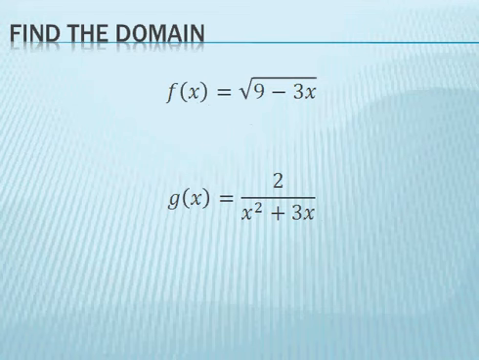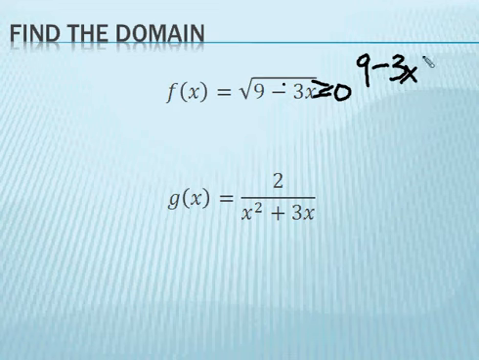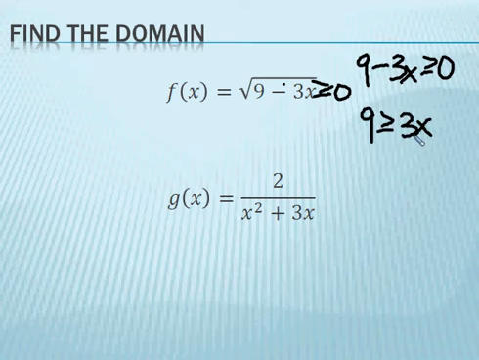I have two a little bit more simple domain problems. In this case, I have f of x equaling the square root of 9 minus 3x. Again, it's under the square root, so I know that what is underneath must be greater than or equal to 0. And so I have 9 minus 3x is greater than or equal to 0. And so when I add the 3x over, I'll have 9 is greater than or equal to 3x. And when I divide the 3 off, I'll say that x is less than or equal to 3.